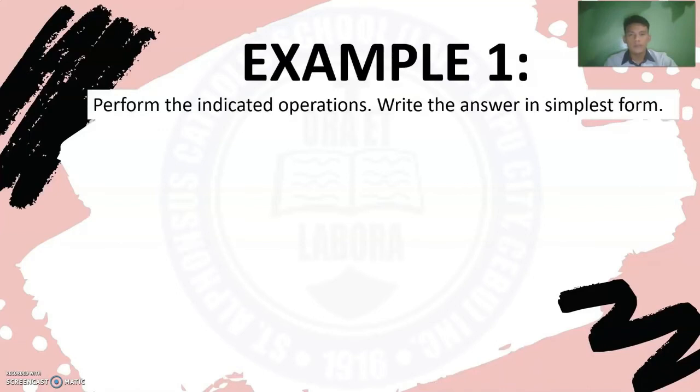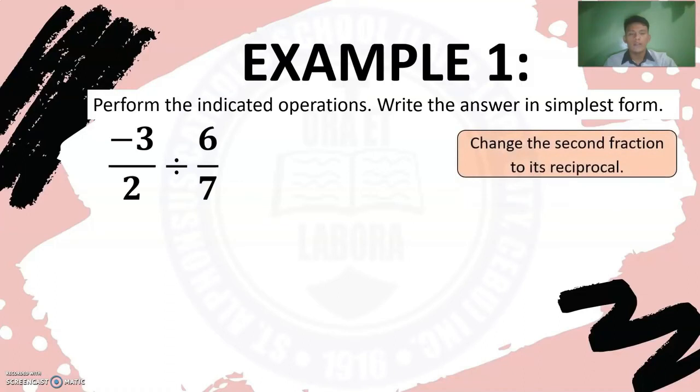Example 1. Perform the indicated operations. Write the answer in simplest form. The given is negative 3 over 2 divided by 6 over 7. Step 1. Change the second fraction to its reciprocal. Negative 3 over 2 divided by the reciprocal of 6 over 7, which is 7 over 6.